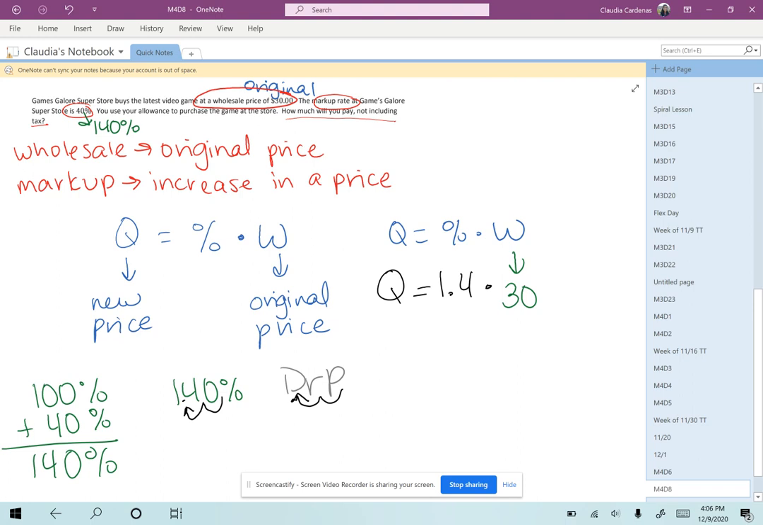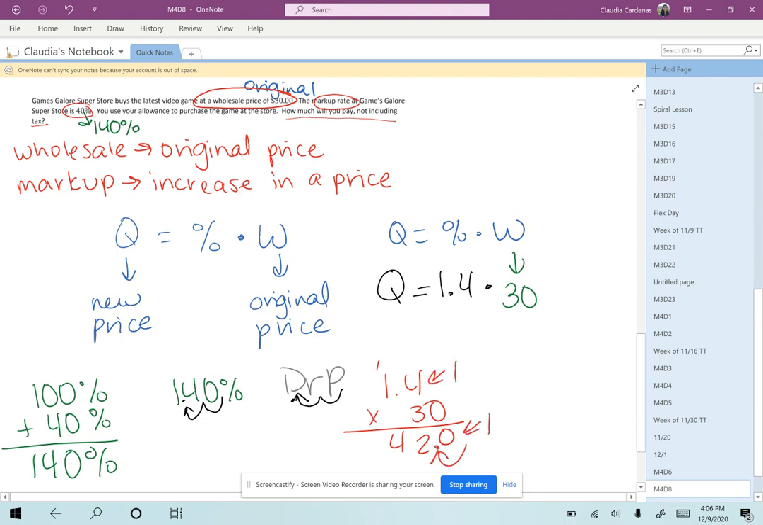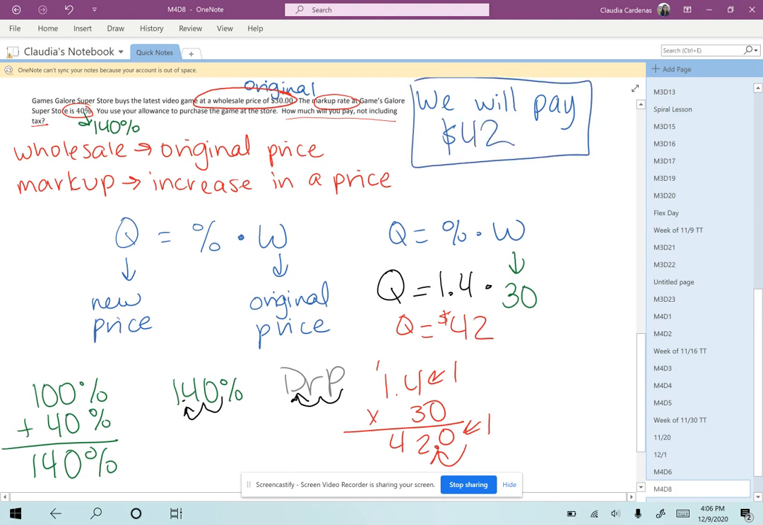So we have 1.4 times 30. So 1.4 times 30, we can drop our 0. We have one number behind the decimal point, so we should have one number behind the decimal point here. So Q equals 42. Well, let's look back at our question again. What does the 42 mean? It is how much we will pay, not including tax. So I have my label and our sentence, we will pay $42.